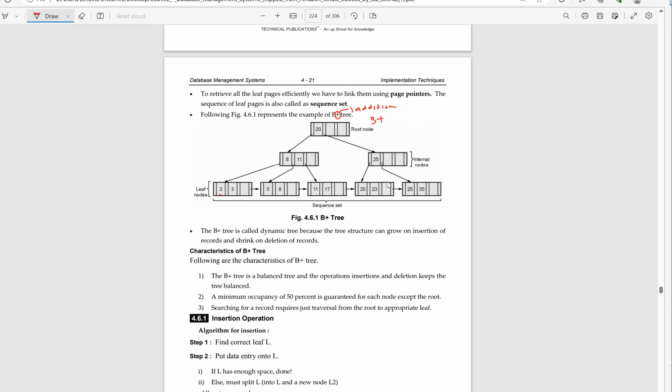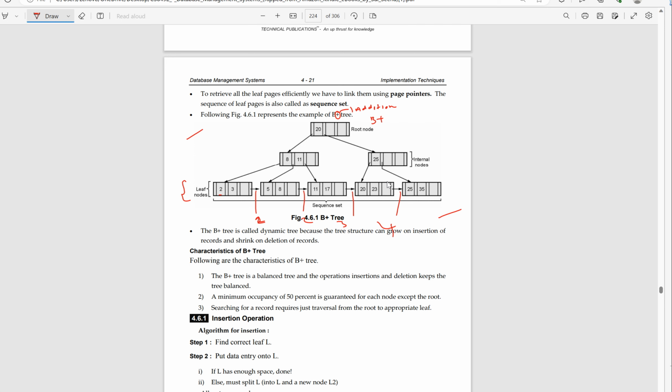Okay, first let's look at the structure of a B plus tree. This is a typical B plus tree example. In this, if you take the leaf nodes, there will be a pointer between one leaf node and another leaf node. So this is 1, 2, 3, 4.